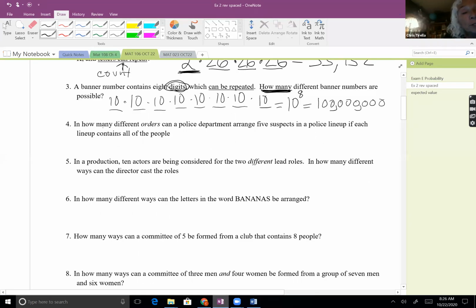Question 4 is a how many, but we're worried about orders. That word order tells me what I'm probably going to use to figure this out: if order matters, it's a permutation. There are 5, and we want to use all of them. That's 5P5, and 5P5 equals 120.